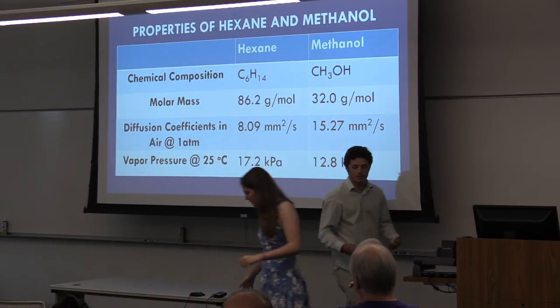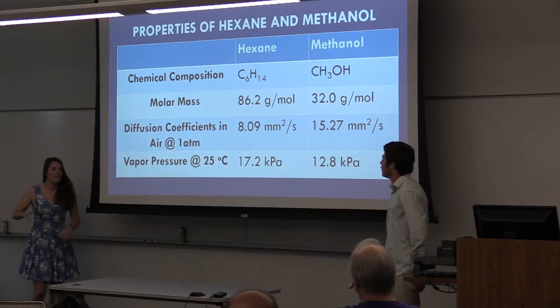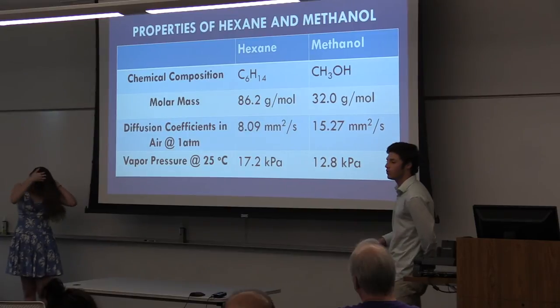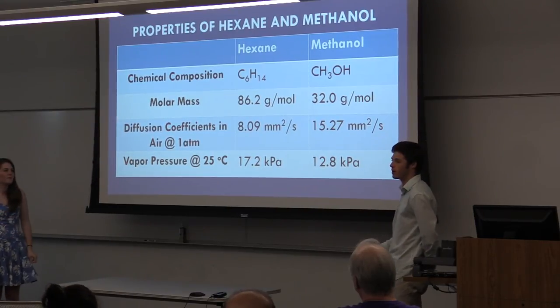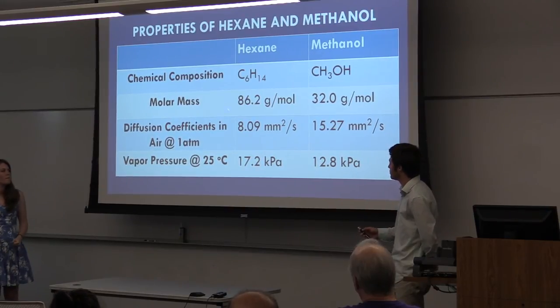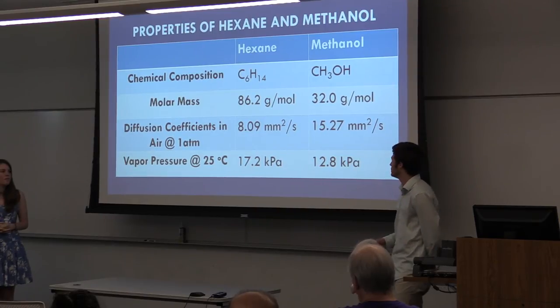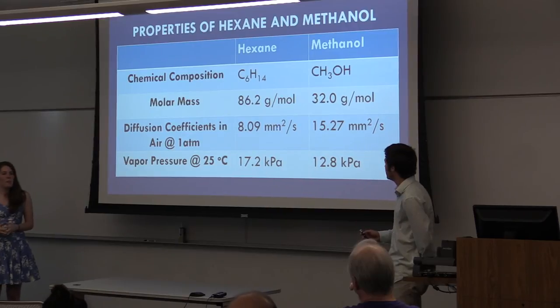So like Kristen said, we did a lot of experiments with different gases, and we did hexane and methanol. We know a lot about hexane. We've studied it a lot. It has similar properties to 3-methylpentane, which we've also studied with comparison to molar mass. But we also wanted to study something new, something a little bit different. And so we studied methanol, which has a very different molar mass than hexane.